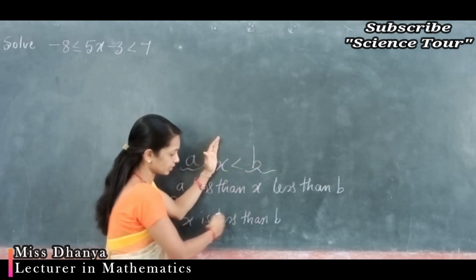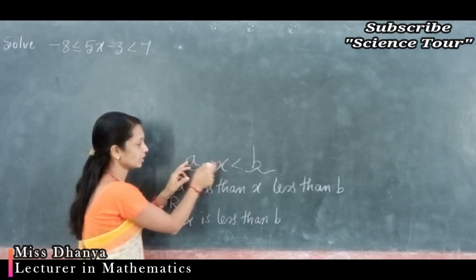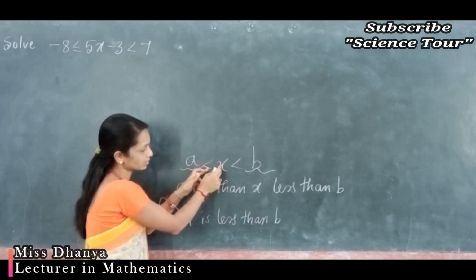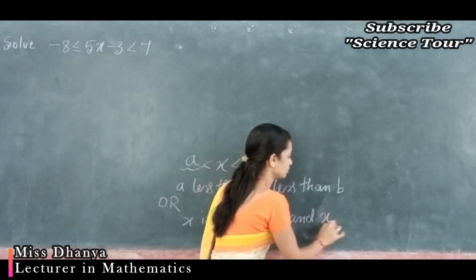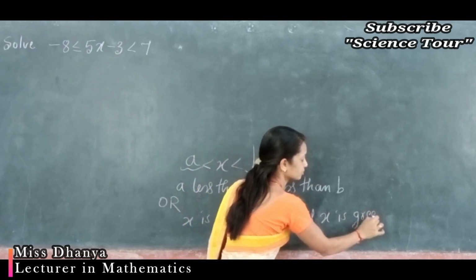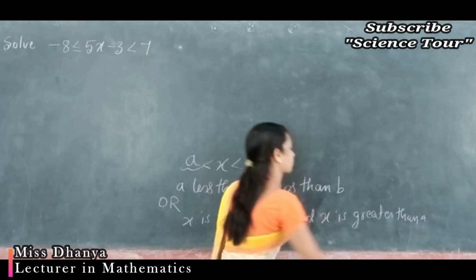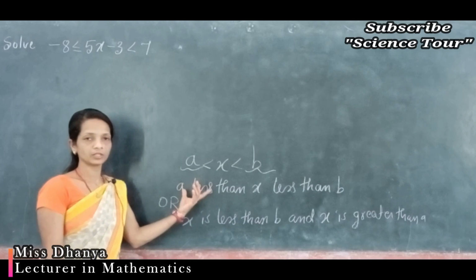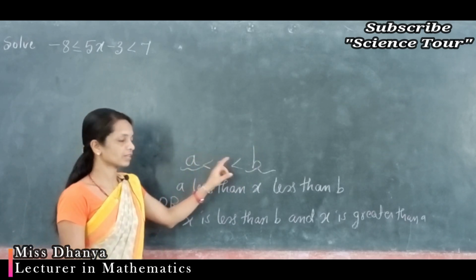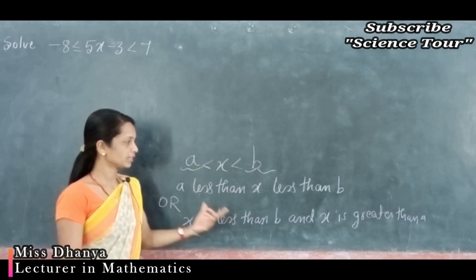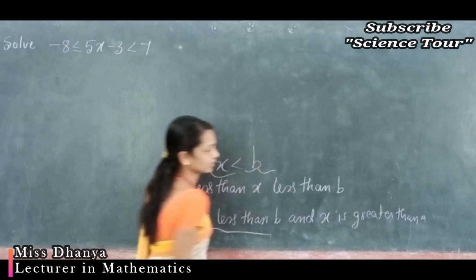This one we read x less than b, and how the relationship of x and a is: x is greater than a, right? On the x side you have the larger side of the symbol, so x is greater than a. Okay, in this way you can read, or in this way you can read. From left to right, we read this as a less than x less than b. Or in another way you can read it like this: x less than b and x is greater than a.